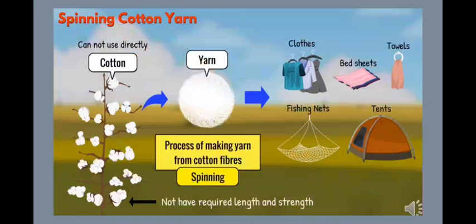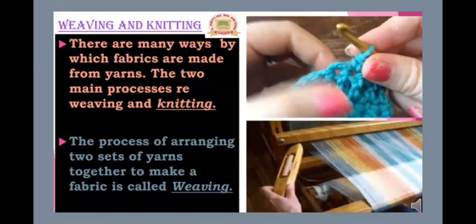Once the yarn is made, it is used for making the cloth as well as for various other purposes and materials. The processes which are used to make the cloth are weaving and knitting. There are many ways by which fabrics are made from yarns. The two main processes are weaving and knitting.